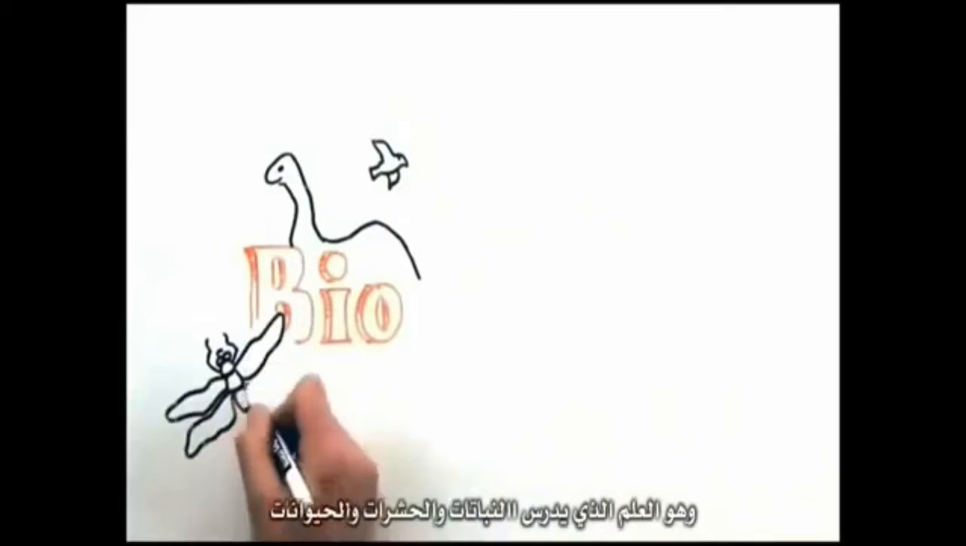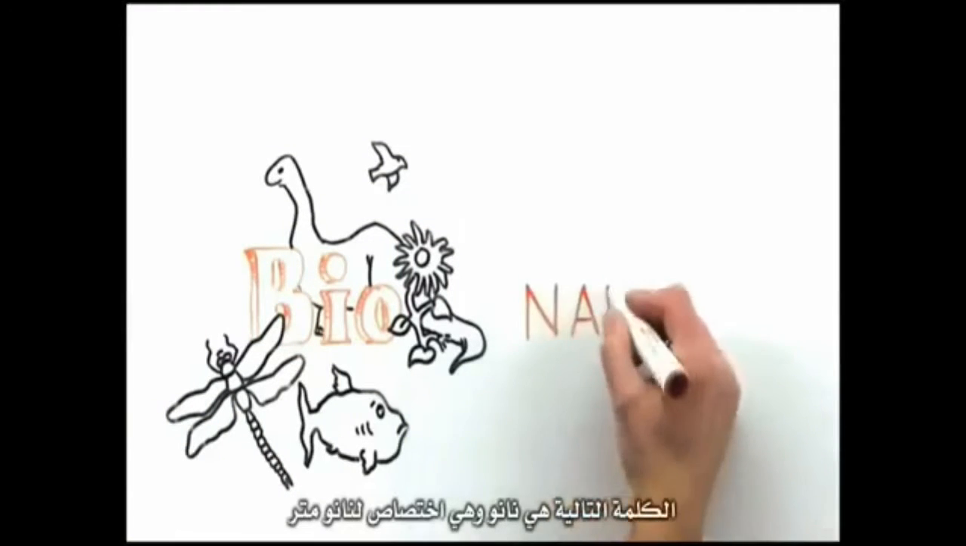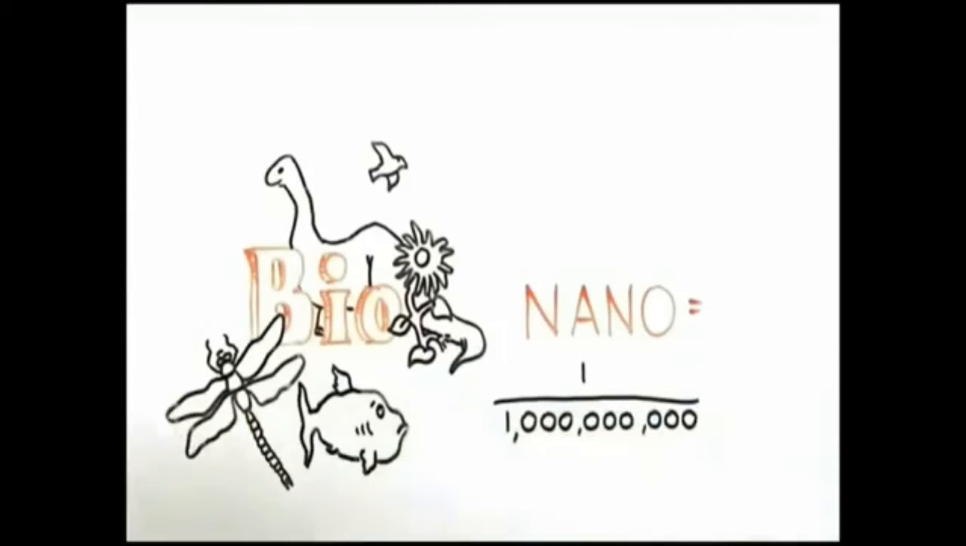Everybody knows that bio stands for biology, which is the study of plants and insects and animals and basically all of life on this planet. Next up is nano, which is short for nanometer, which is equal to 1/1000th of a meter.